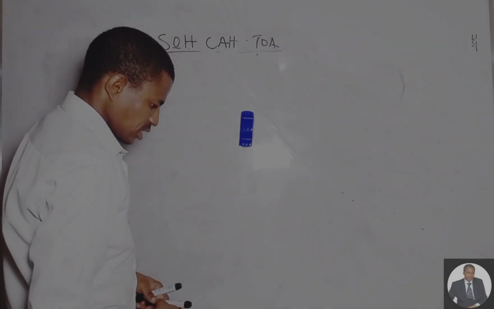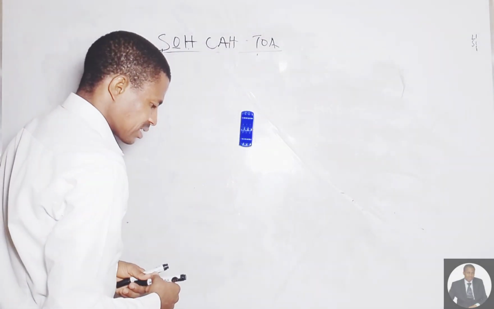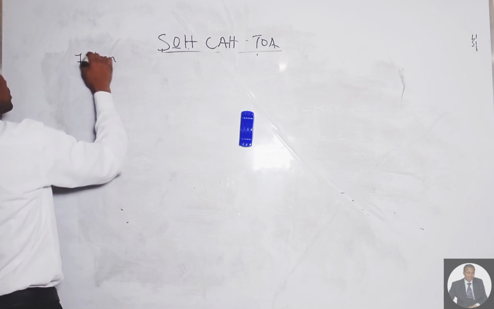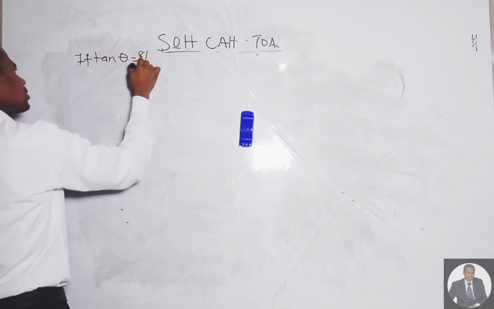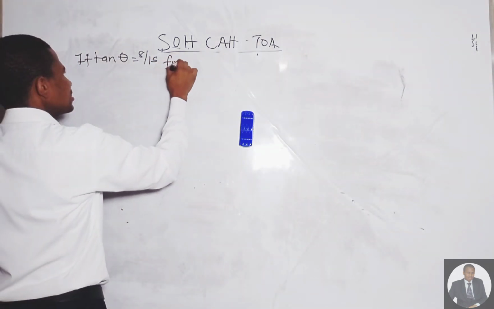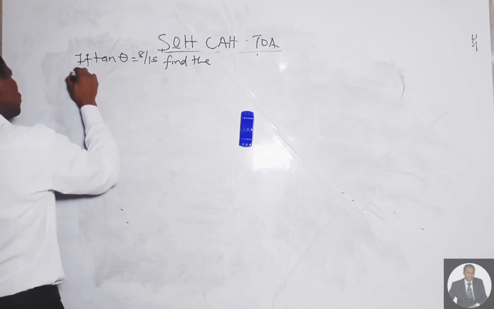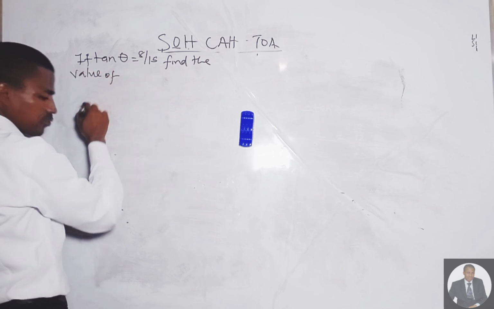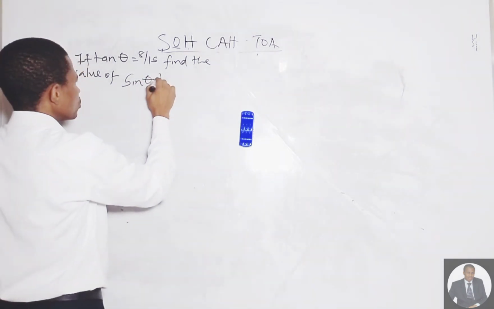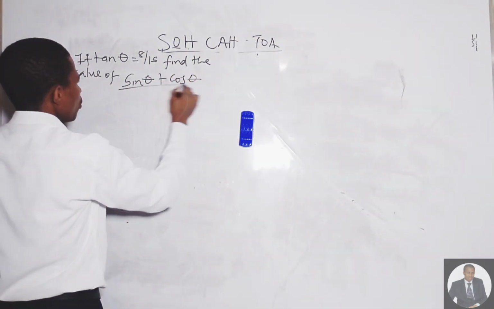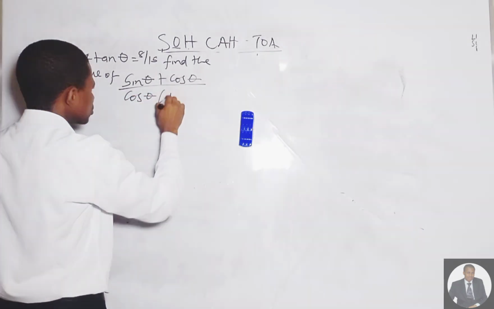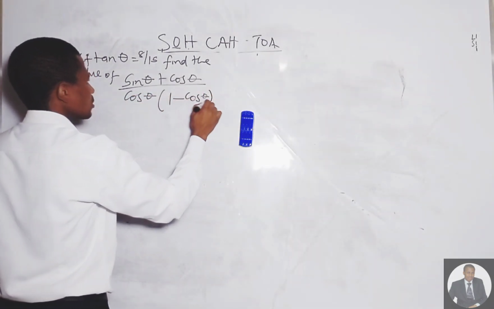If tan theta is 8 over 15, find the value of sine theta plus cos theta over cos theta into bracket 1 minus cos theta.